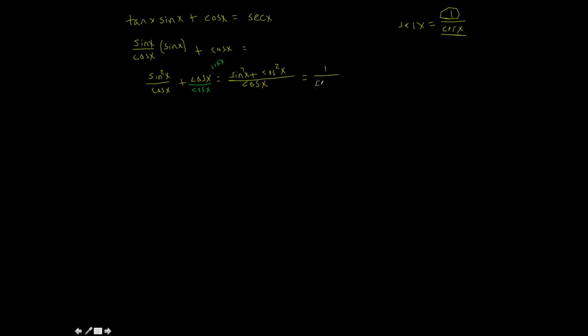So really, I do have 1 over cosine. And 1 over cosine is the same thing as secant. Check, I have verified the identity.